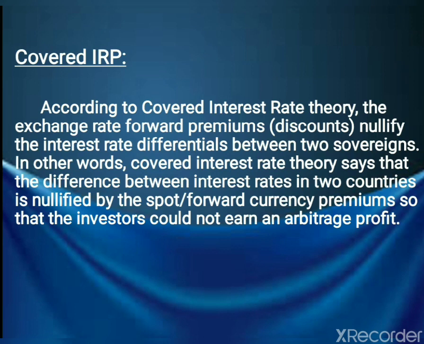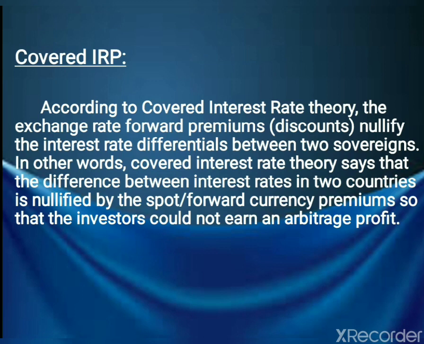So, in case of interest rate parity, we can see various types like covered interest rate parity. According to covered interest rate theory, the exchange rate forward premiums nullify the interest rate differentials between two sovereigns. In other words, covered interest rate theory says that the difference between interest rates in two countries is nullified by the spot or forward currency premiums so that investors could not earn an arbitrage profit.